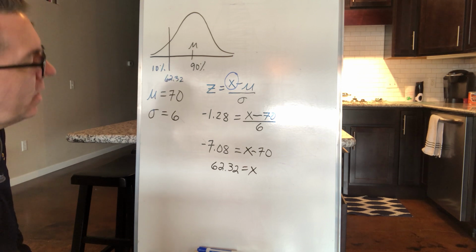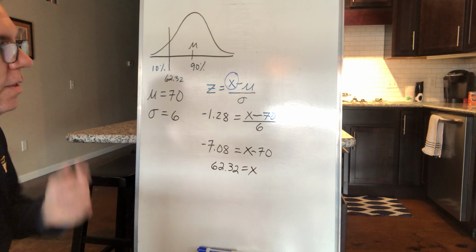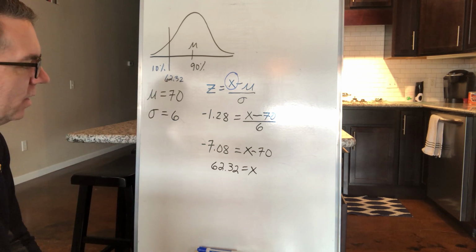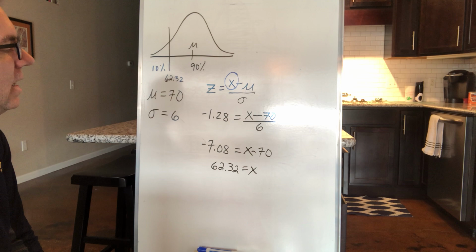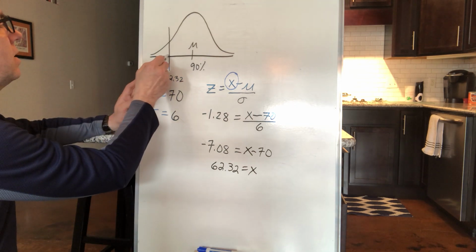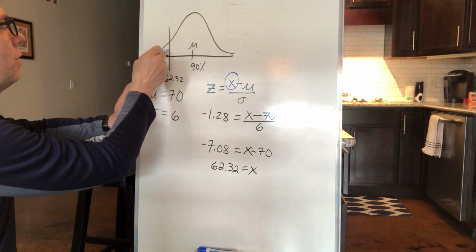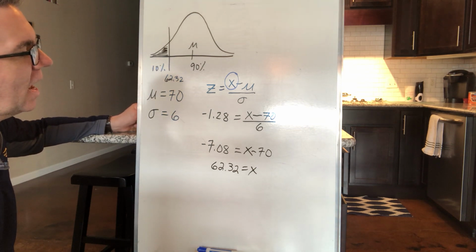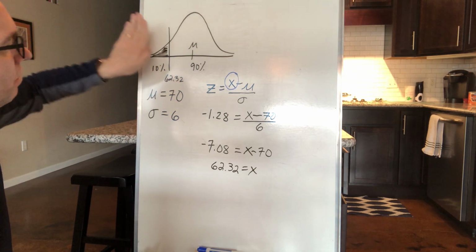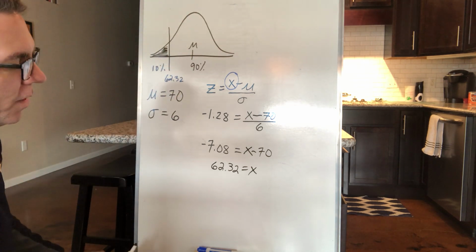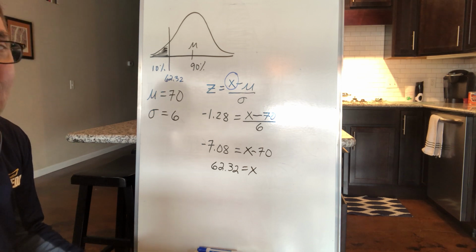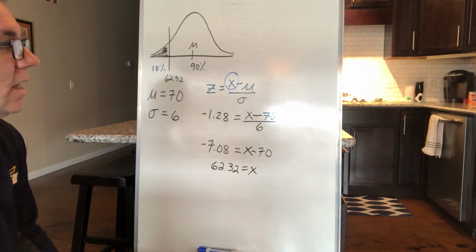You could, if you put as your answer 62, that's fine. But technically, because you know you can get a decimal score in a class, 62.32 is that number for the bottom 10%. So anything below that is in the bottom 10%. Anything above that is in the top 90%, right? 10% here, 90% over there. All right, so that's all we have with normal distributions. Our next video will deal with the central limit theorem.